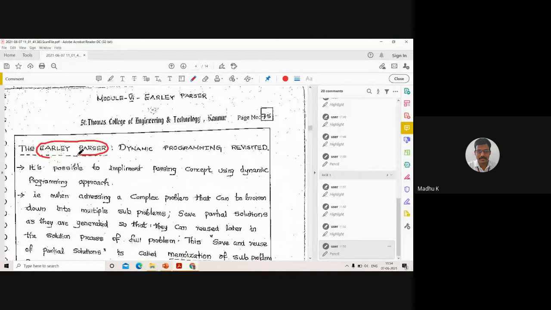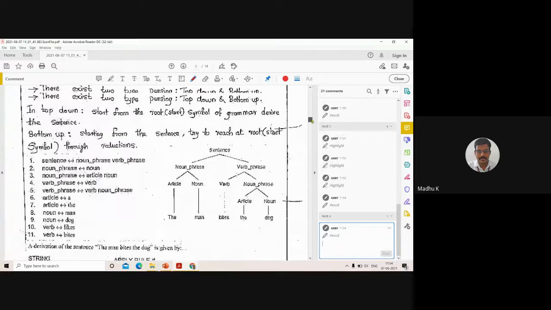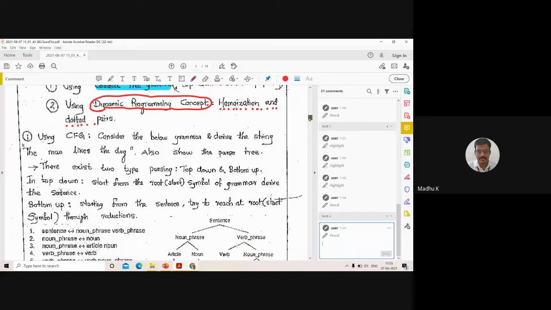This is a very important topic. In the university exam, they asked these questions. So there are different methods. One is top-down and bottom-up parsing. Another is the dynamic programming based parser, where the memoization and dotted pair concept is used. That is called the Earley parser. We will study how an Earley parser works in the next sections.